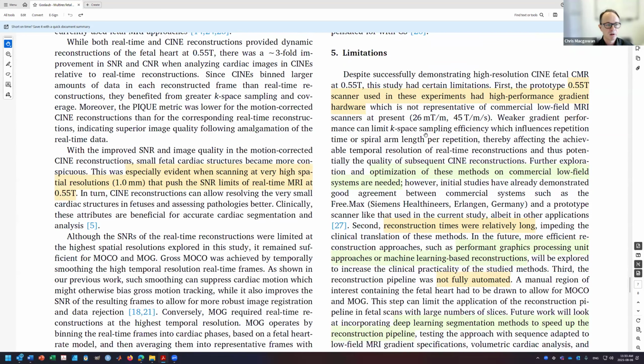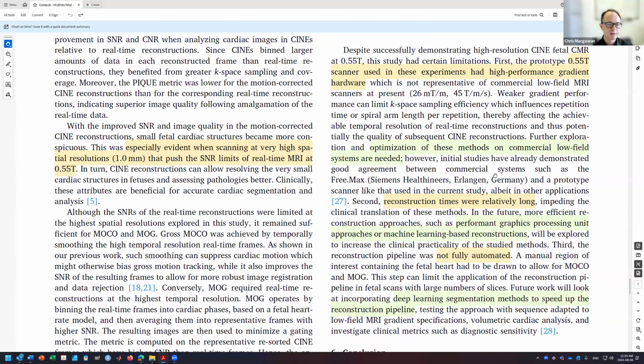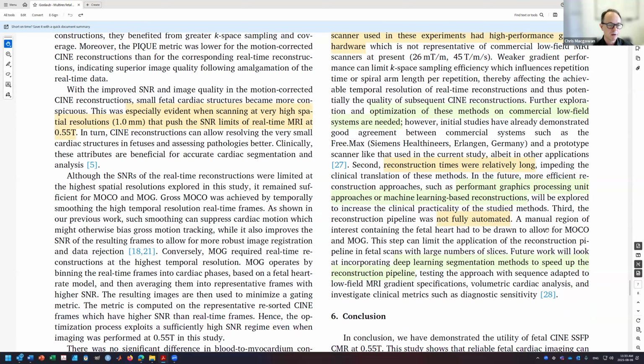Despite the success of this, there are a number of challenges. This was a derated 1.5 T scanner, so it had high performance gradients. So that's something that can be investigated. And in fact, a number of groups are already looking at this and showing good comparisons between commercial low field scanners and what we've shown here.